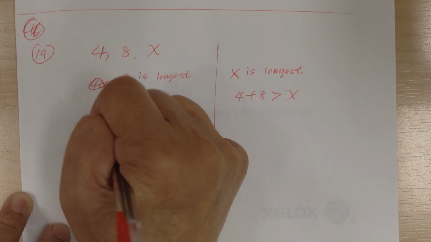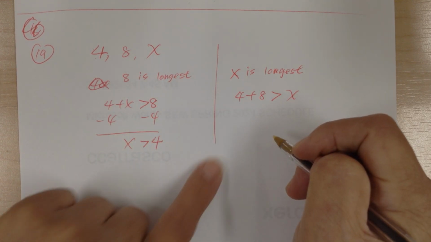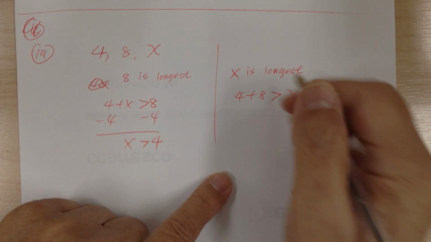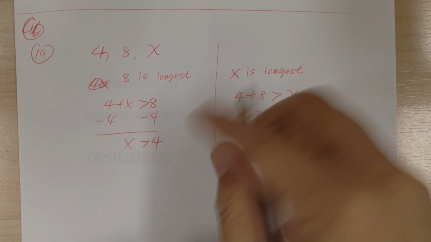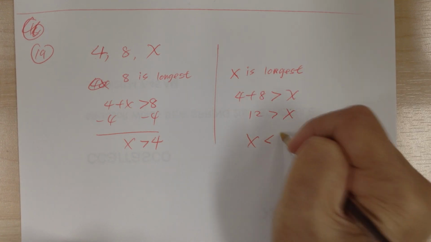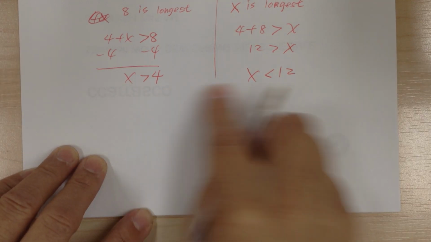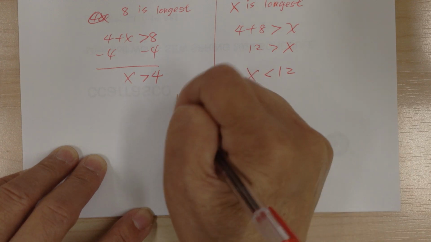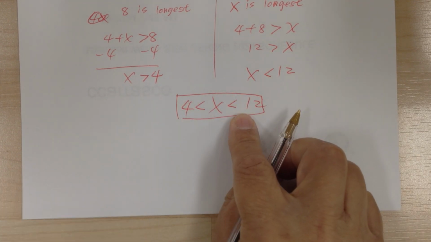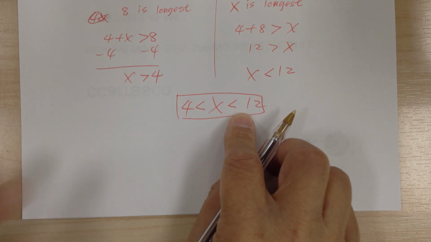So from here, you can minus 4, so x is greater than 4. And this one over here, 12 is greater than x, so we're going to flip it over. So x is less than 12. So x had to be greater than 4 and less than 12. And that's your answer. And the label would be inches.